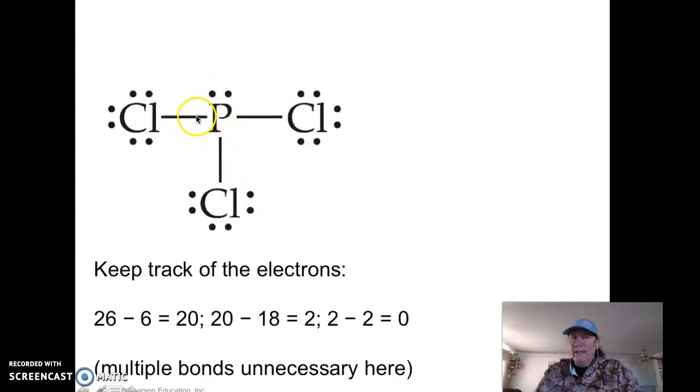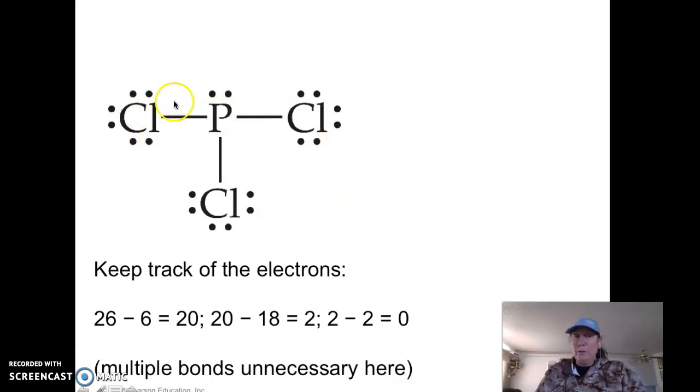So these 2, and then it has 1 of its own. And then chlorine has 7, so you put them around it. Now, if you look, everybody has 8. And again, when I did this, this is how I did it. Phosphorus has 5, and each chlorine has 7. So that was 26. That's the electrons that are available to use.